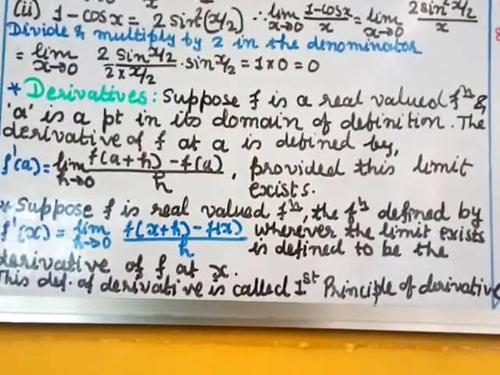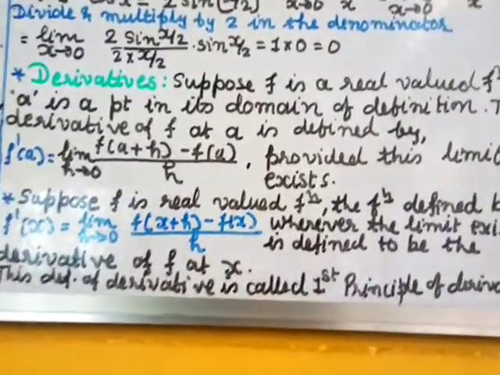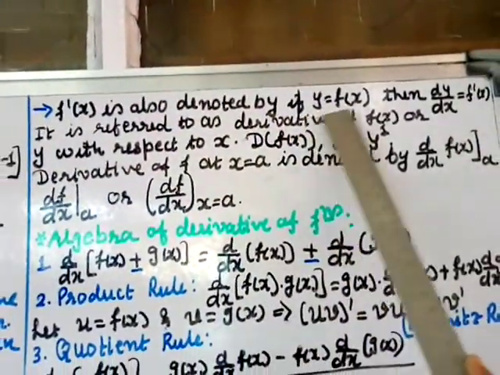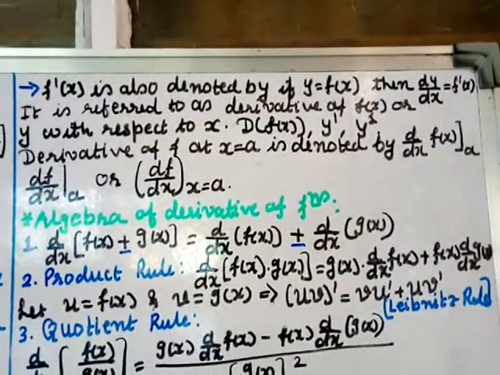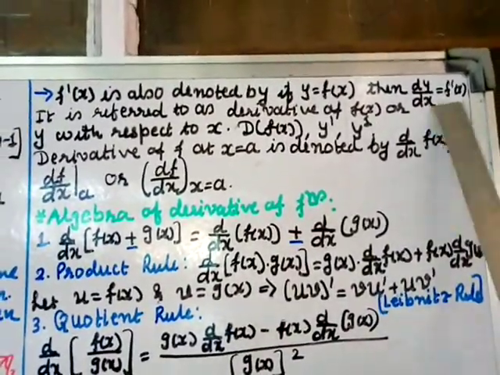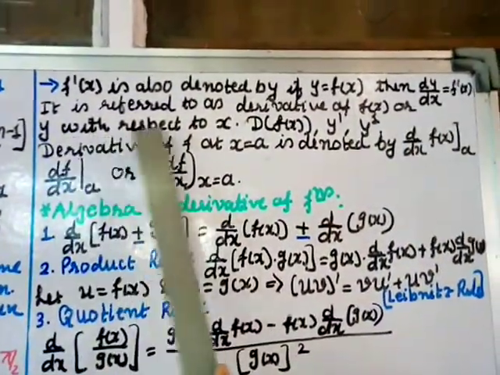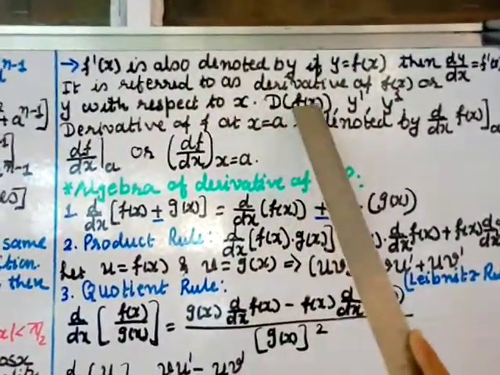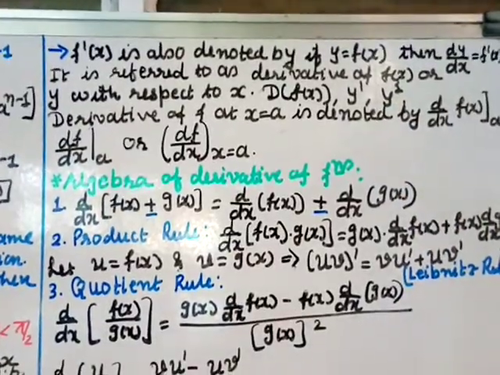Now we have got certain different kinds of notations for the derivatives. So let us check that first. f dash x is also denoted by: if y is equal to f x, then dy by dx equal to f dash x. So this is one of the notations for derivative. We can say that it is referred to as the derivative of f x or y with respect to x. Another symbol is d of f of x. Other symbols are y dash, y1. So these are the various symbols.